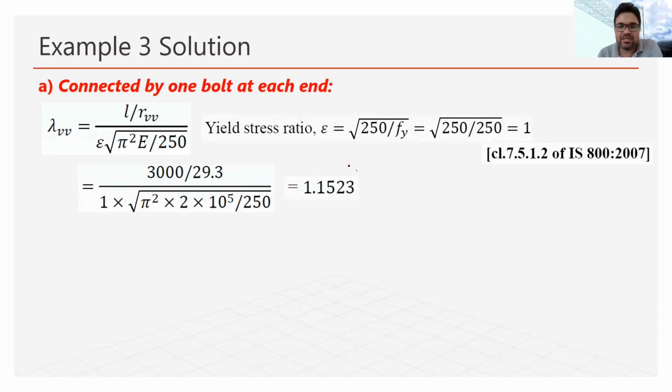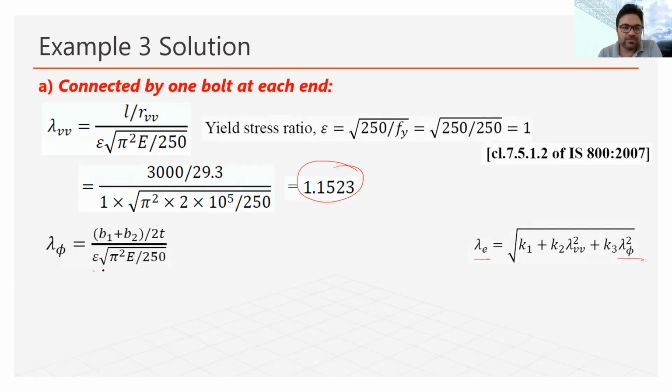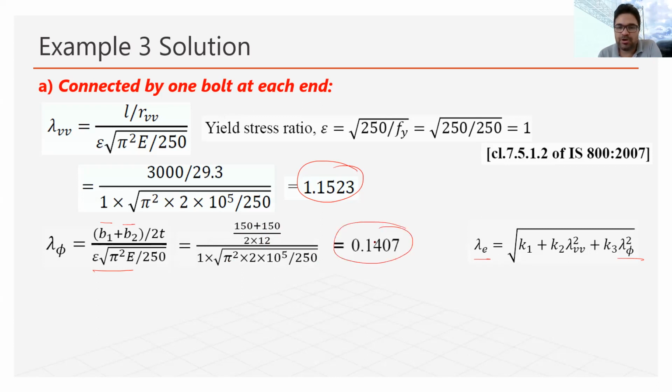So lambda VV is 1.1523. Similarly, we will find out lambda phi. As we know, in the calculation of lambda E, we are also required to find out lambda phi. So the lambda phi formula is also given in the IS code, which is this one. This depends on the legs of the angle, which is B1, B2. In our case, we are using an equal angle section, so both legs will be the same. So all the values we will put here: 150 by 150, 150 plus 150 by 2t, and so on. After calculation, the lambda phi value is 0.1407.